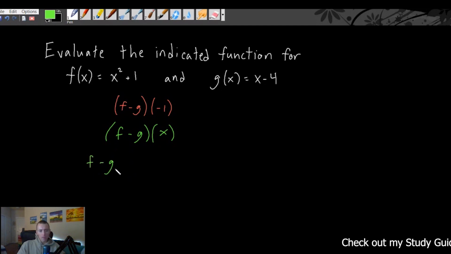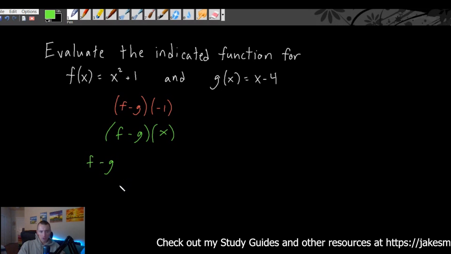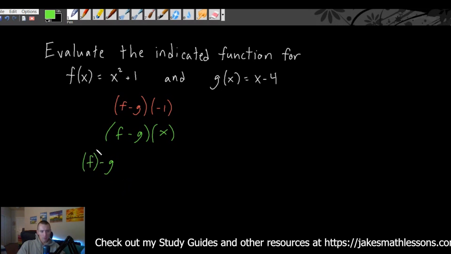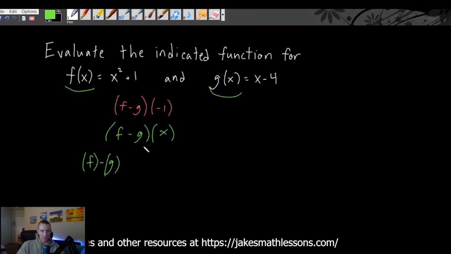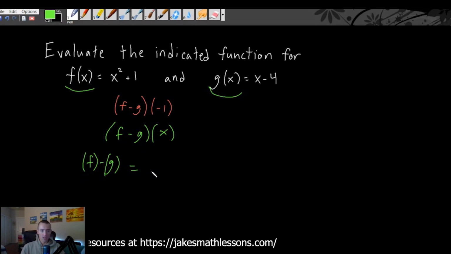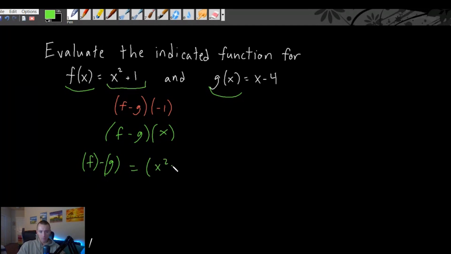Well, basically what this is saying is you're going to take this notation here, f minus g, and all you're going to do is replace this f with whatever your function f of x is, replace this g with whatever your function g of x is, and that should tell you what the function f minus g of x is. So to do that, all we really have to do is take our function f of x, so x squared plus 1, take our function g of x, replace g with this whole function here, x minus 4, and then evaluate your function f minus your function g.